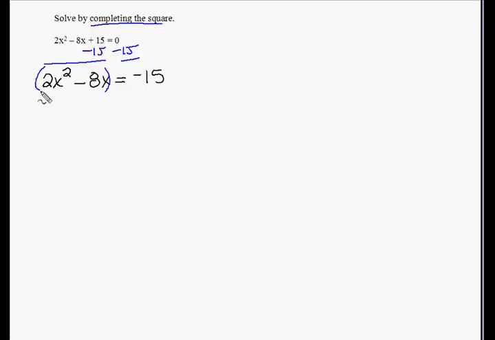Our next step is to group our x's. Our next step, which we haven't done yet, is to factor out the leading coefficient. When you factor out this 2, make sure that you factor it out of everything that's inside the parentheses. So if I factor out the 2, I should still have the x squared and the minus, and 2 factored out of 8. What you're asking is 2 times what number is 8x, and that would be 4x. And notice I'm still doing this in black. Is equal to negative 15.